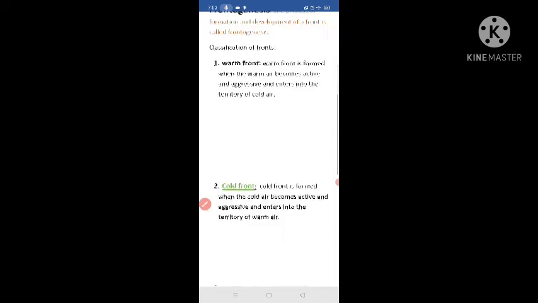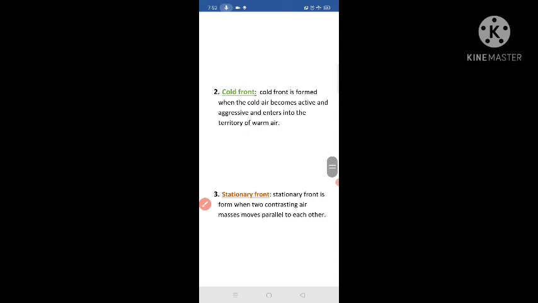And the next type is the cold front. Let's see how this cold front is formed. The cold front is formed when the cold air becomes active and aggressive and enters into the territory of the warm air. Let us see how it is formed. Let us consider this is the cold air mass coming from this direction, and let us consider this is the warm air mass coming from this direction.